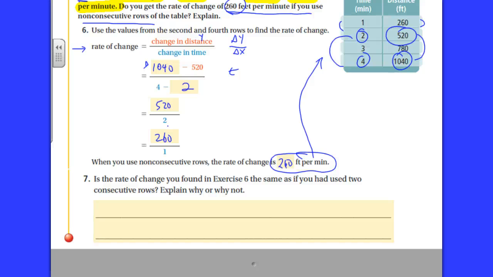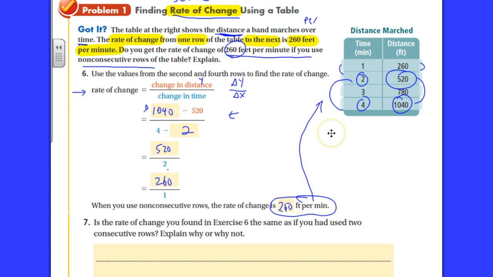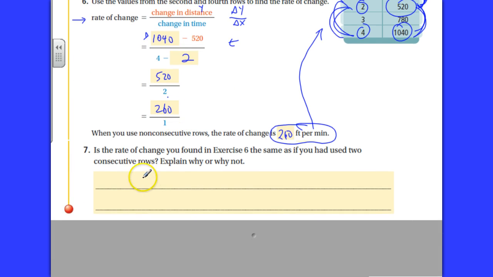Hello and welcome back. When we finished off in the last video, we just finished this problem and we found out that when I found the rate of change between two non-consecutive points like these two, it was equal to the rate of change between consecutive points like these two right here. So we left off with number 6, and I forgot to answer this last question, which we do need to do. It says, is the rate of change from exercise 6 the same if you use two consecutive rows? Well, yes, we showed in our work in the prior video that that is true.